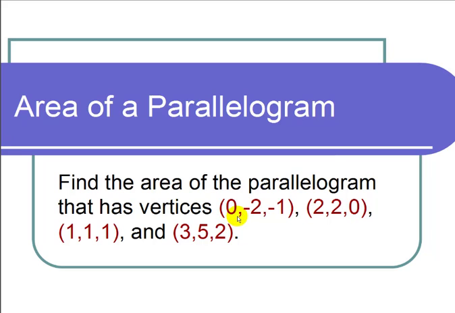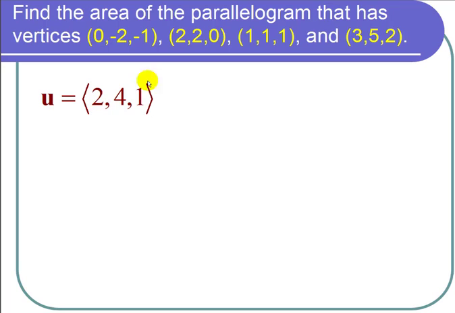So I'm going to go from (0, -2, -1) to (2, 2, 0) and find that displacement vector. 2 minus 0 is 2. 2 minus -2 is 4. And 0 minus -1 is 1. I'll call that vector u.